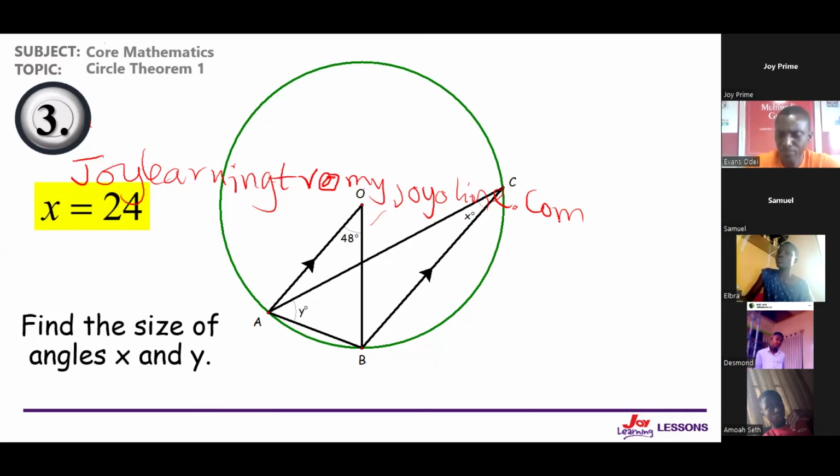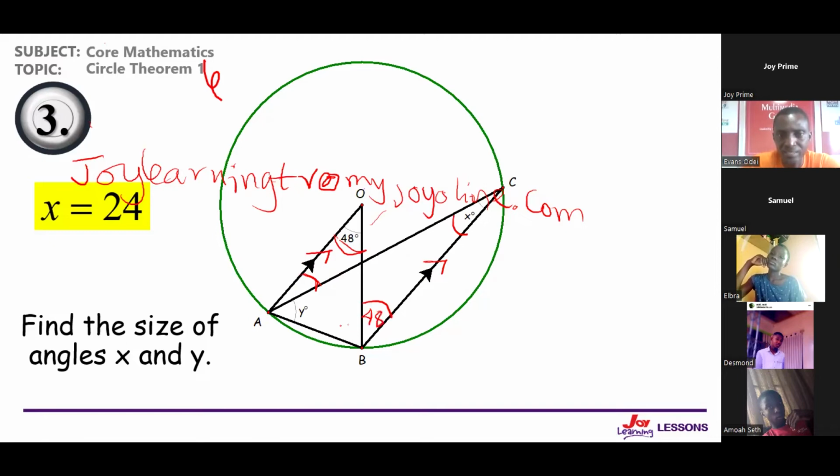So let's see, look at the arrow here and the arrow there, telling you that those two lines are parallel, right? And so the angle X should be equal to the angle here, and then the angle 48 here should be equal to this angle, so I can put 48 here.